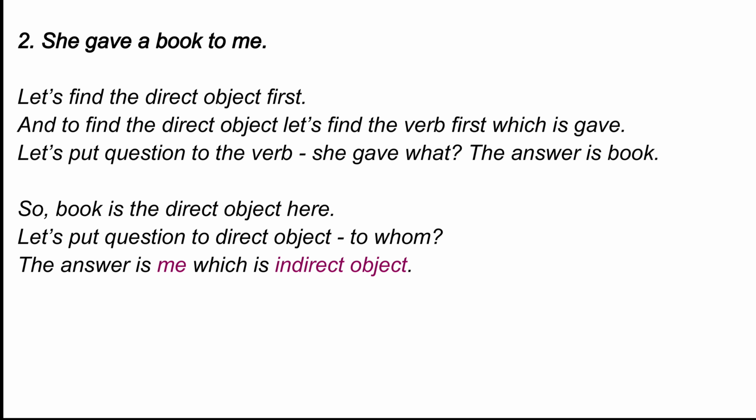She gave a book to me. Let's find out the direct object first. And to find the direct object, let's find the verb first, which is gave. Let's put question to the verb. She gave what? The answer is book. So book is the direct object here. Let's put question to direct object, that is to whom? The answer is me, which is indirect object.